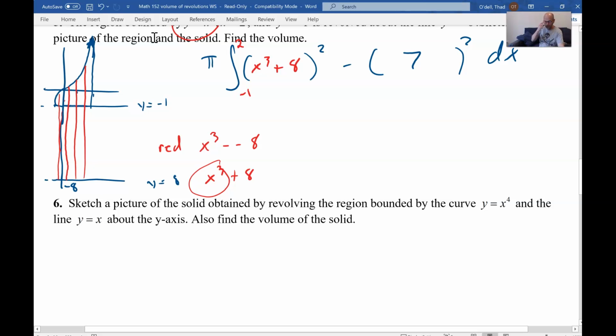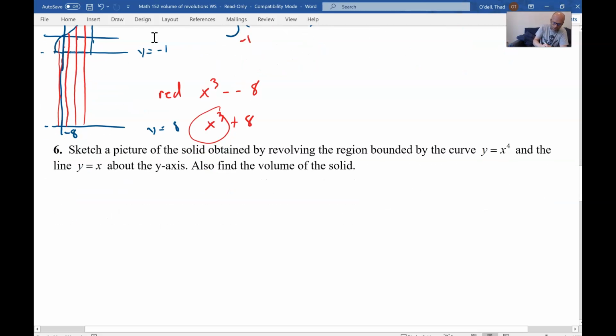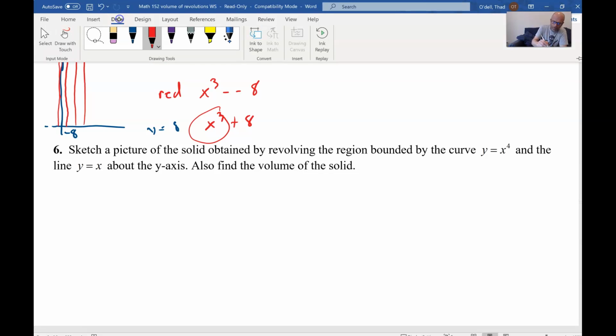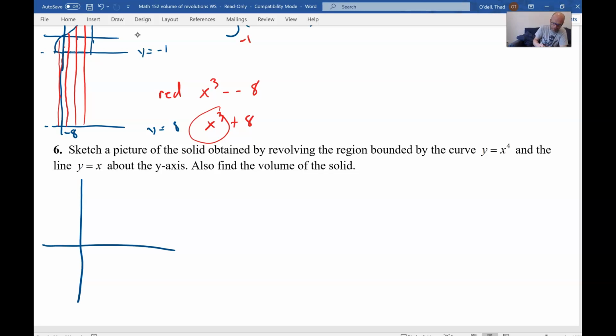Maybe I'll do one more because this is about the y-axis. So let me grab blue again. This video is getting really long, but there's a lot of good stuff in it. Okay, so we've got the curve y equals x to the fourth, which is kind of like an extra flat-bottomed x squared, and the line y equals x, which looks something like this, rotated about the x-axis. Or sorry, about the y-axis. Also find the volume. Okay, so I'm going to erase that part.